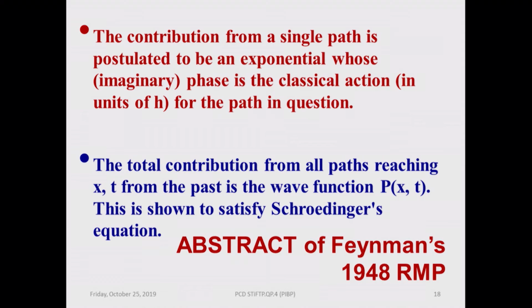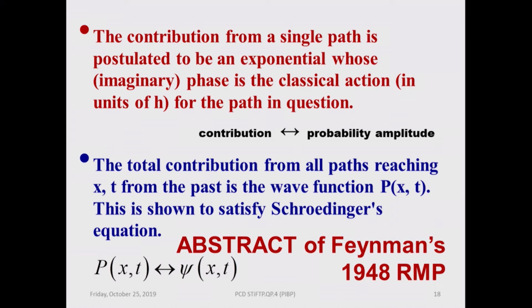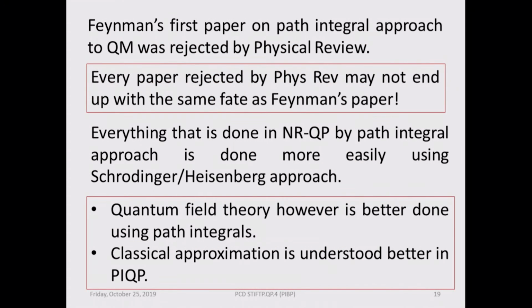Now, this summarizes Feynman's contribution. Each contribution is a certain probability amplitude, which is the wave function. It is interesting to note that Feynman's first paper was rejected by Physical Review. That does not mean that every paper rejected by Physical Review will have the same fate as Feynman's first paper. So, be warned about that.